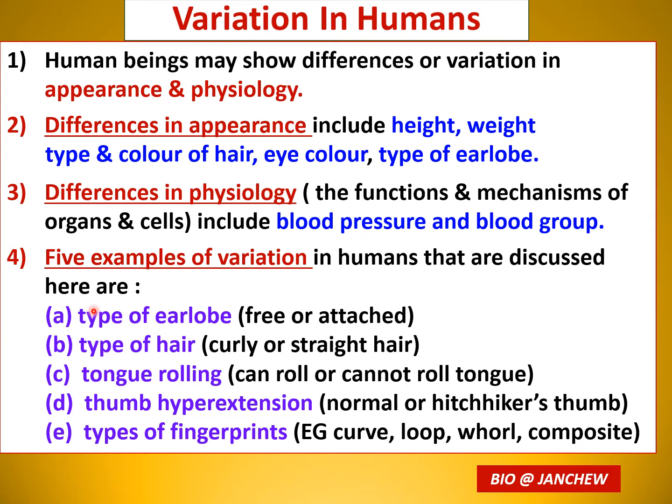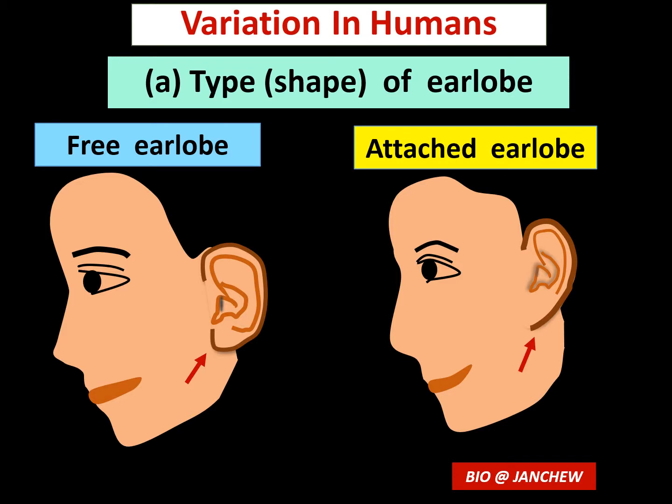So the 5 types of variation in humans that we are discussing here, that are included in the textbook, are type of earlobe, type of hair, whether curly or straight, tongue rolling ability, whether you can roll or cannot roll your tongue, thumb hyperextension, and types of fingerprints. So let's look at these 5 examples of variation, which we can clearly observe among ourselves.